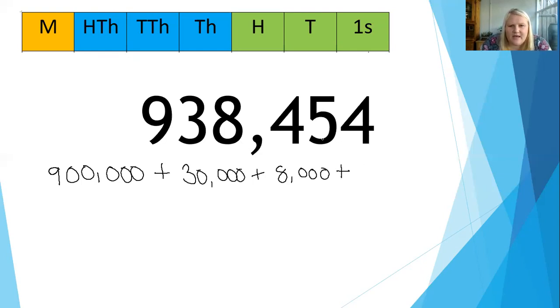8,000. Add 400s. Add 50. Add 4. Oh, that's quite tricky. You've got to look at each one, and I definitely think using the place value grid at the top really helped me there to just remind myself what number I was writing. So let's say that again.